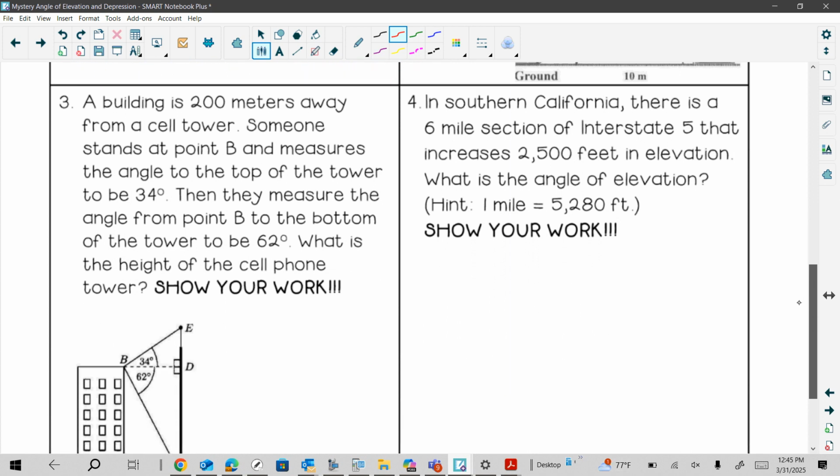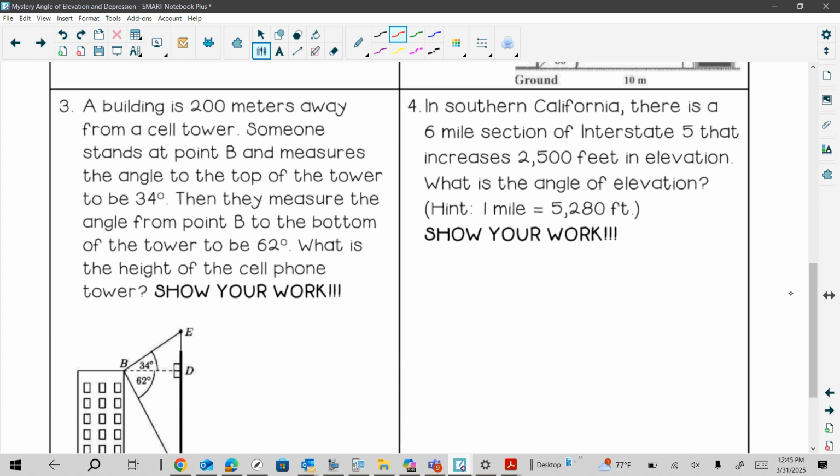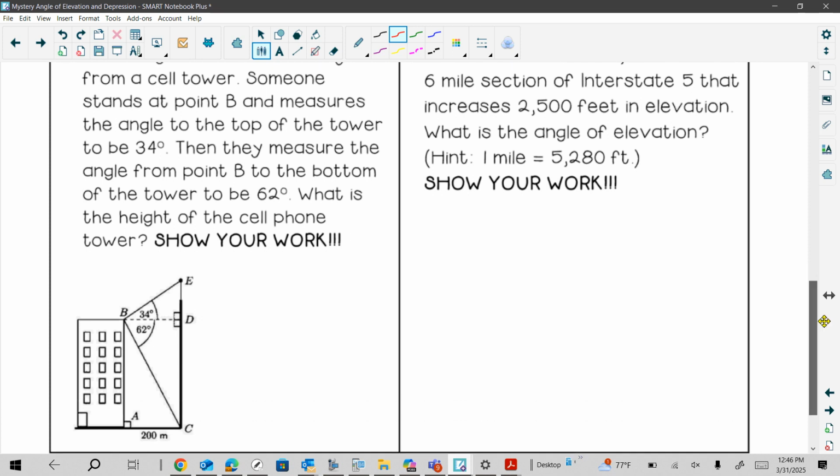Alright, go to number 3 with me. A building is 200 meters away from the cell tower. Someone stands at point B and measures the angle to the top to be 34, and they measure the angle from point B to the bottom to be 62. What is the height? So this is what we're trying to find. What is the height of the cell tower?